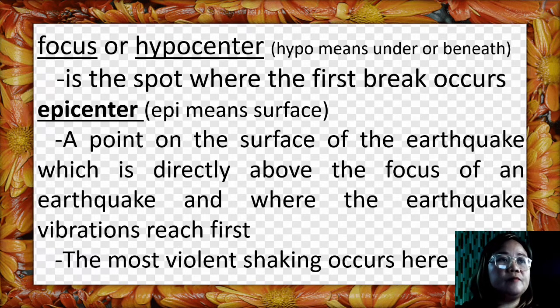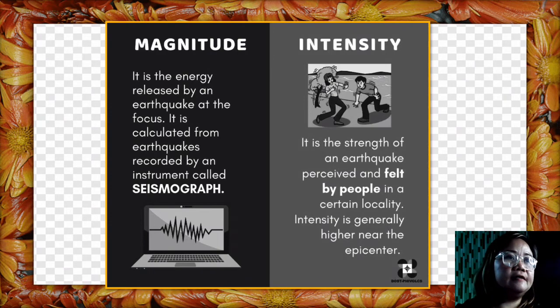Focus or hypocenter, hypo means under or beneath, is the spot where the first break occurs. While epicenter, epi means surface, is a point on the surface of the earth which is directly above the focus of an earthquake and where the earthquake vibrations reach first. The most violent shaking occurs here. Magnitude is the energy released by an earthquake at the focus. It is calculated from earthquakes recorded by an instrument called seismograph. While intensity is the strength of an earthquake perceived and felt by people in a certain locality. Intensity is generally higher near the epicenter.